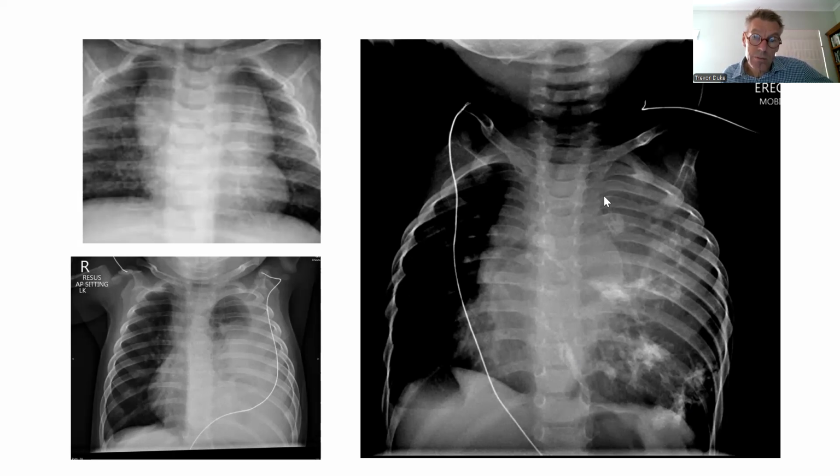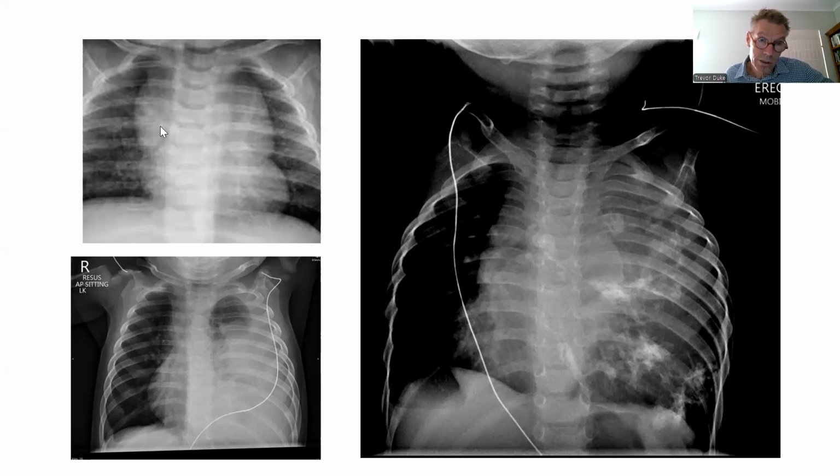It caused some obstruction. You can see the trachea being deviated to the right side, and there was some obstruction to the left main bronchus, causing unilateral wheeze. That's important. When you hear unilateral signs, then always get an X-ray just to see what's going on.